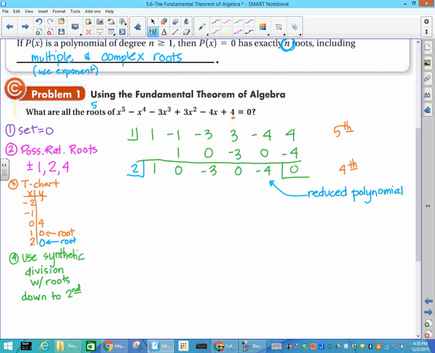Okay, so I'm going to go put in 2, and when I do that, carry down my 1. 1 times 2 is 2. 0 plus 2 is 2. 2 times 2 is 4. 4 plus negative 3 is 1. 2 times 1 is 2. Oh, remember this, I know it's going to be 0, and that has to be 4. 0 plus 2 is 2, and 2 times 2 is 4, so we're good. And so that means this one right here is a third degree. So that actually doesn't look too bad.